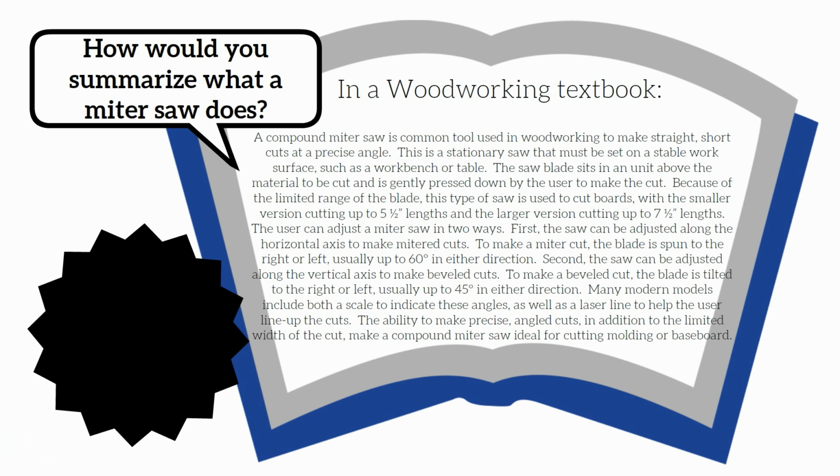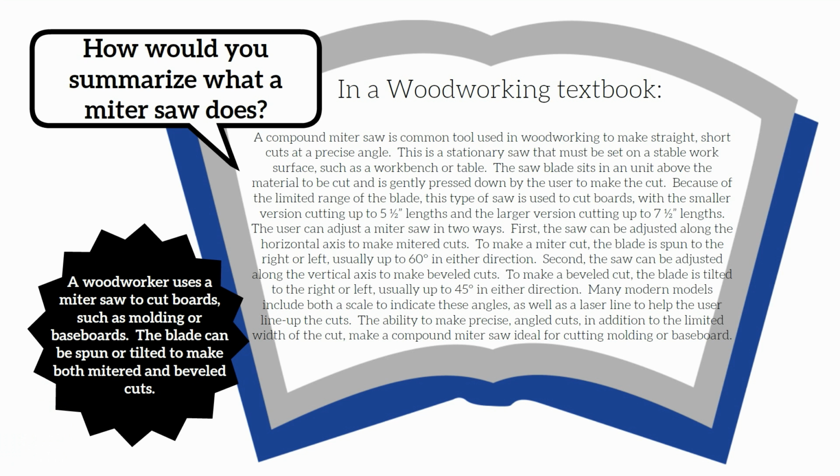Your summary might say something like, a woodworker uses a miter saw to cut boards, such as molding or baseboards. The blade can be spun or tilted to make both mitered and beveled cuts. This summary provides key details that would help you explain the difference between a miter saw and other types of saws, like a table saw or a jigsaw.